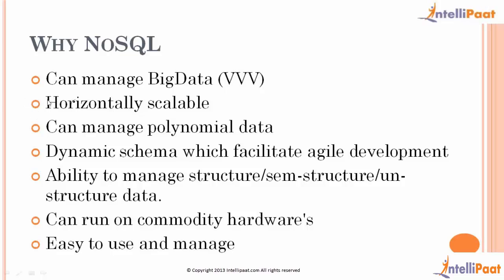Another big point is you can use commodity hardware instead of expensive, server-class hardware. So here you can use commodity hardware along with this NoSQL database. It has native support to manage polymorphic data, which I was explaining before this. It gives you a dynamic schema which facilitates agile development. With this dynamic schema, you don't have to worry at all about the back end, which gives you agile development. Your development time will reduce drastically.